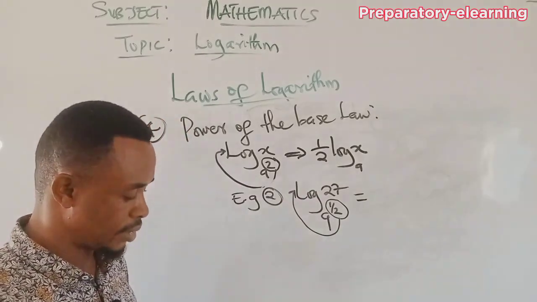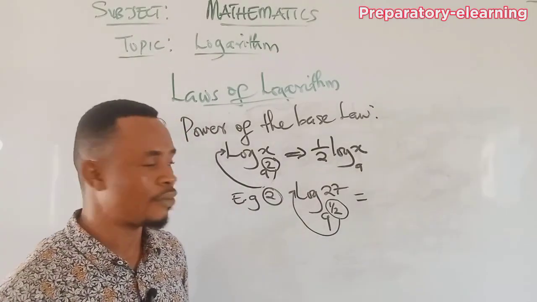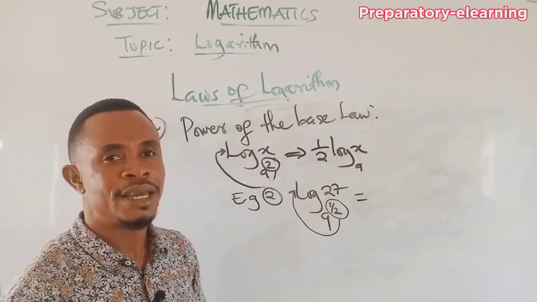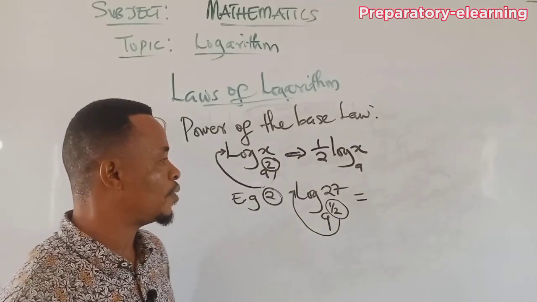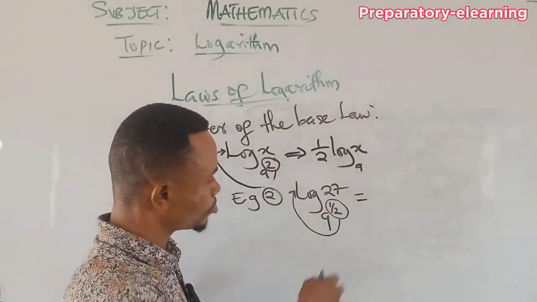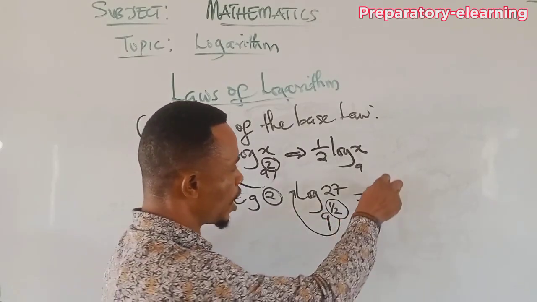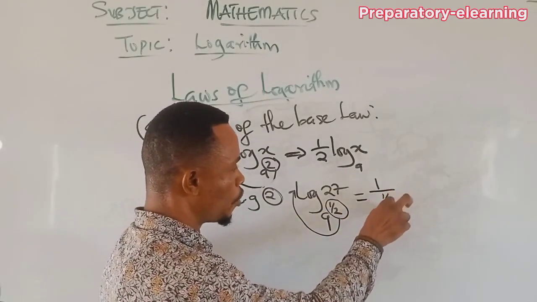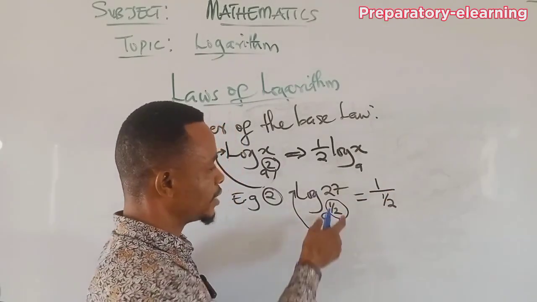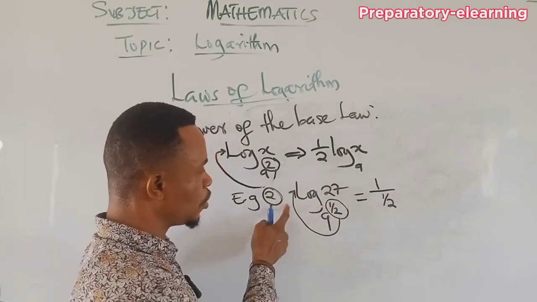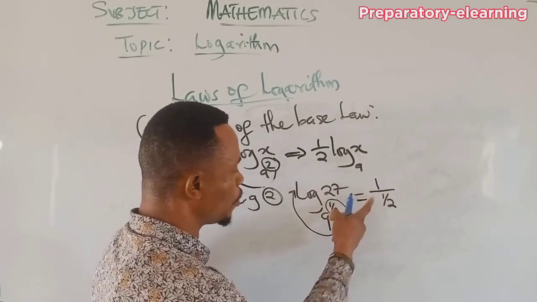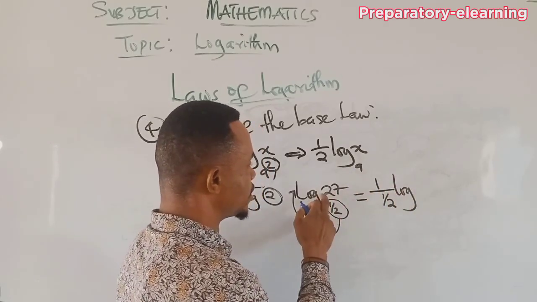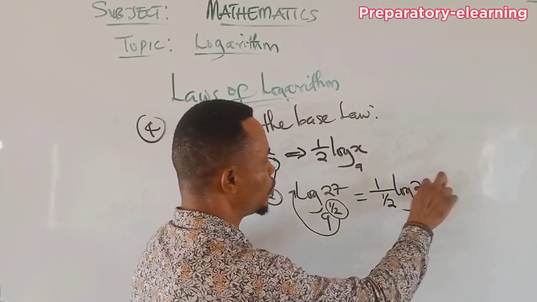And don't forget, like I said before, when the power on a base is moved behind the log, it is coming as an inverse. Now, let's see what we're going to have there. This 1 over 2 coming here, you have 1 over. That's the inverse. Now, what do you have here? 1 over 2. As it is coming here like this, it becomes an inverse. So you have 1 over whatever you have here, 1 over 2, log 27 here and base 9.